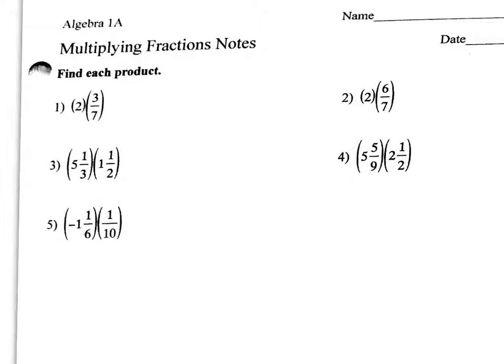So first of all, before you ever multiply fractions, you have to have them written as fractions. And what do I mean by that? Right here, you want to write 2 as a fraction. So I'm actually going to write that as 2 over 1. Then when you multiply, all you do is multiply everything on top together and everything on the bottom together. So 2 times 3 is 6, 1 times 7 is 7.